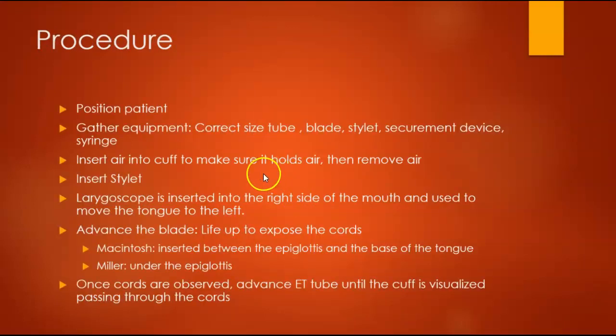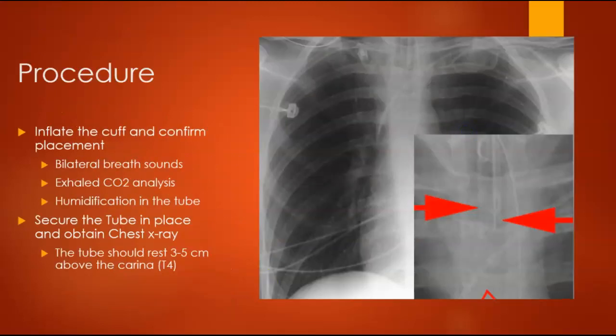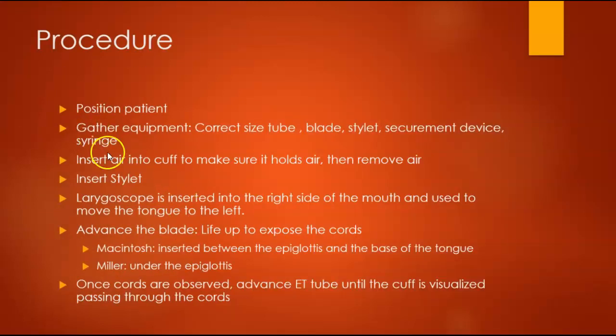Okay, so when we're doing our procedure, you want to position the patient. You want to make sure you've gathered all your equipment. So you want the correct size tube. You want a laryngoscope blade, a stylet, something to secure the ET tube after you've intubated, and a syringe. Okay. Then you're going to check your equipment. You're going to insert air into the cuff to make sure it holds air, then remove the air again.